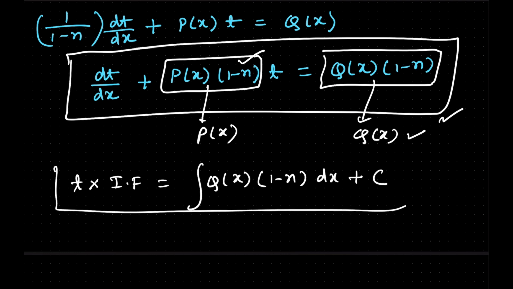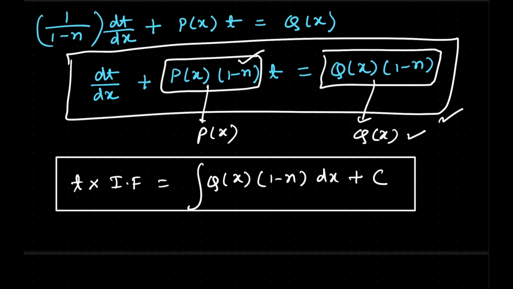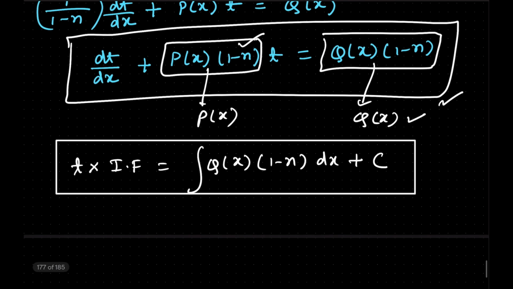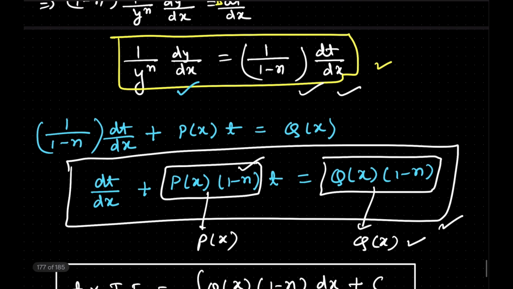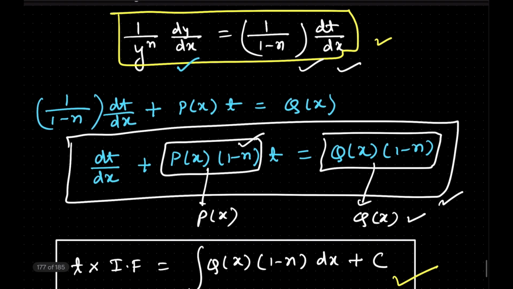So this is our new solution, and our integrating factor is e to the power of integration of our new P(x), which is P(x) into (1 minus n) dx. So now you can use this solution and this method to solve more problems.